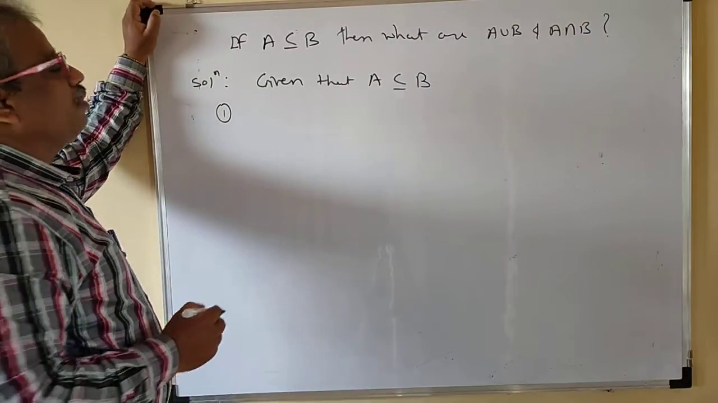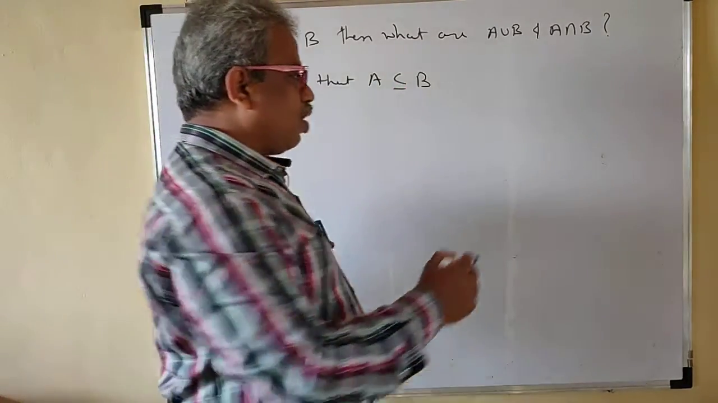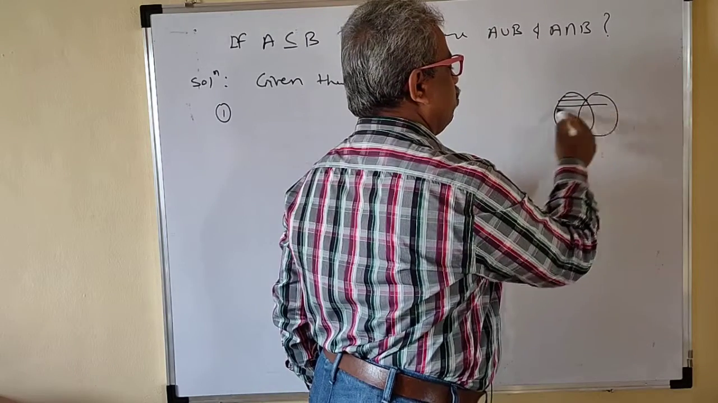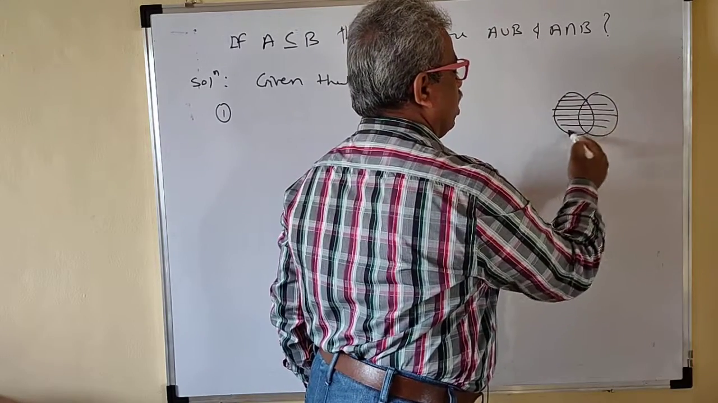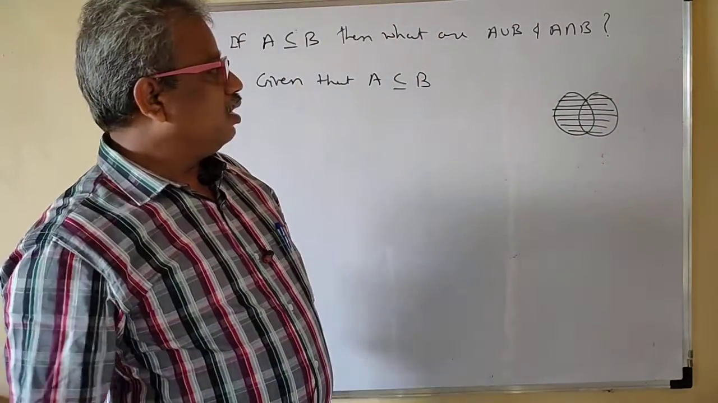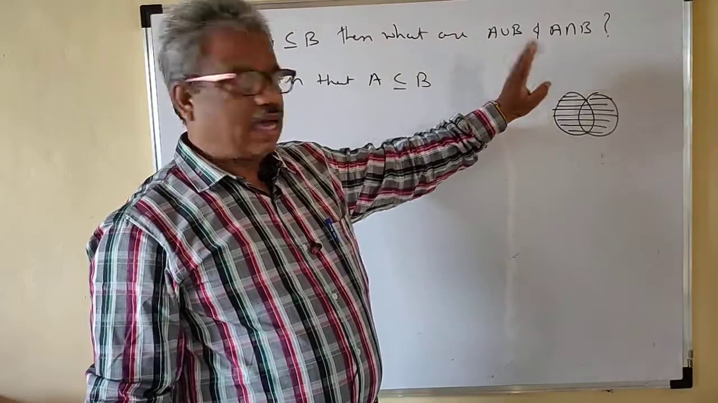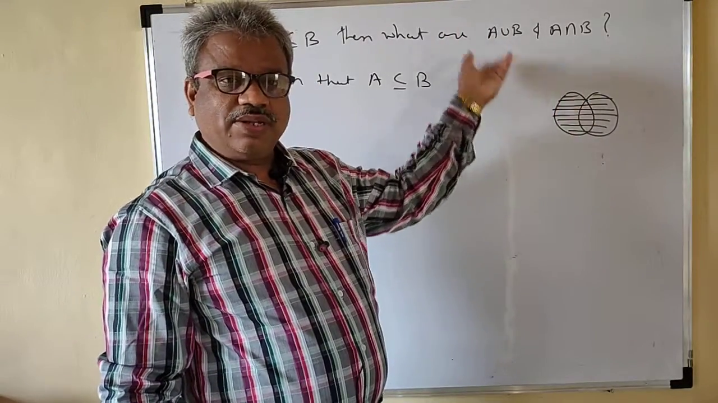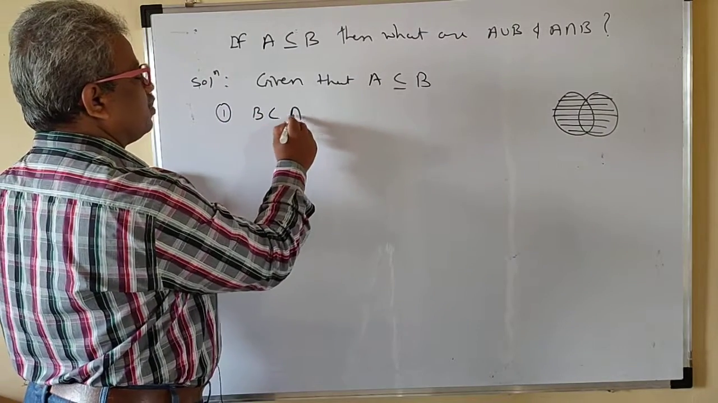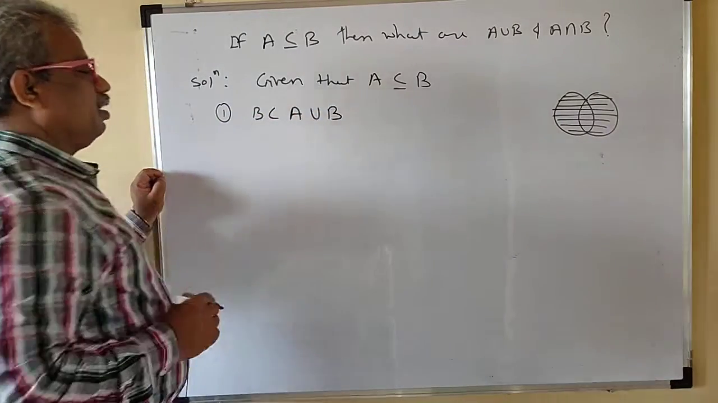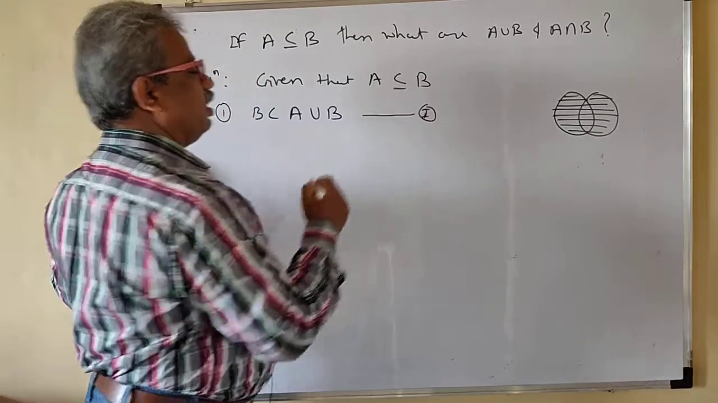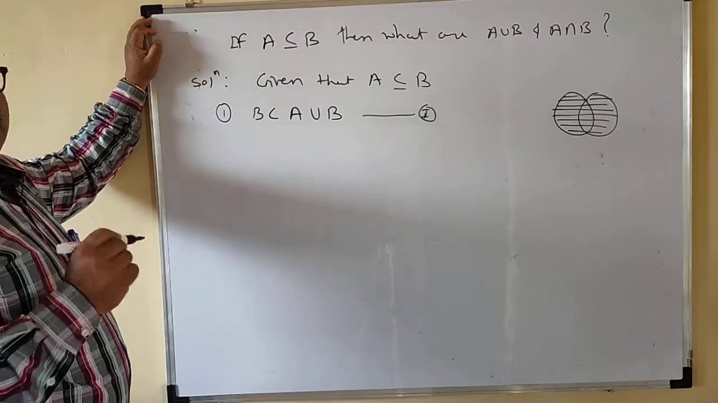So what is A union B? This is the Venn diagram of the union. A union B means A as well as B. All the elements of B are also in A union B. That means B is a subset of A union B. This is always true, so I will write this as 1.